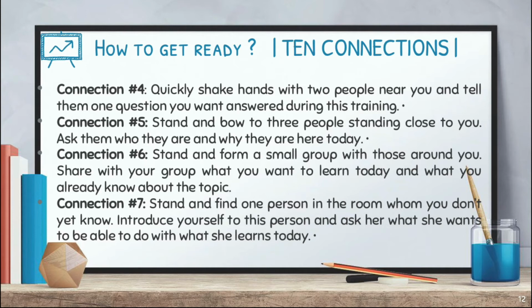Connection number 6. Stand and form a small group with those around you. Share with your group what you want to learn today and what you already know about the topic. Connection number 7. Stand and find one person in the room whom you don't yet know and introduce yourself to this person and ask her what she wants to be able to do with what she learns today.